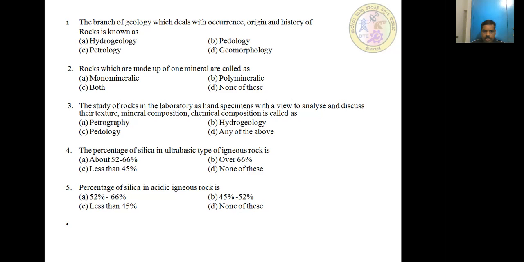Fourth one: the percentage of silica in ultrabasic type of igneous rock is 50 to 66%, over 66%, less than 45%, and none of these. Fifth question: percentage of silica in acidic igneous rock is 50 to 66%, 45 to 52%, less than 45%, and none of these.